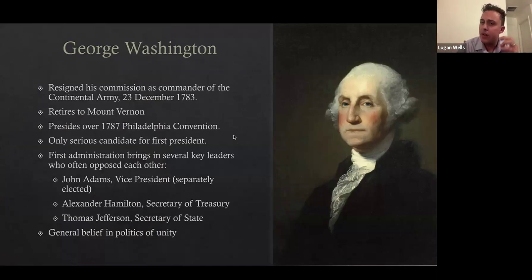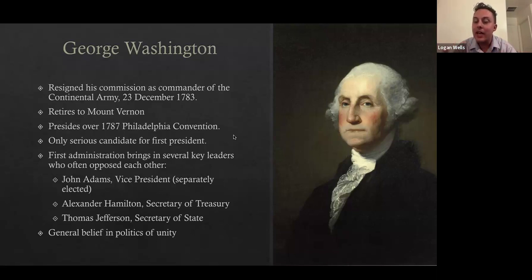But by 1787, as we talked about last time, many leaders in the country recognize the need for a new system of governance, right? The Articles of Confederation are not working whatsoever. And so Madison is able to convince Washington to come preside as president of the 1787 Philadelphia Convention. If Washington had not been there, the convention would have failed. There were many delegates who were absolutely unwilling to come to the convention unless Washington was there.